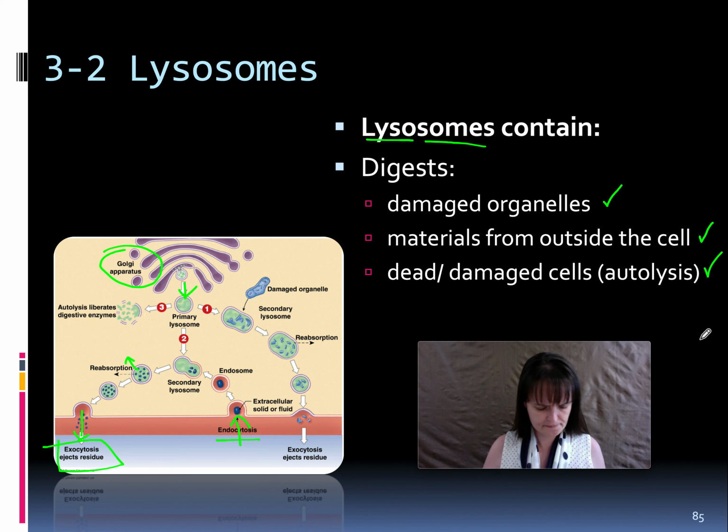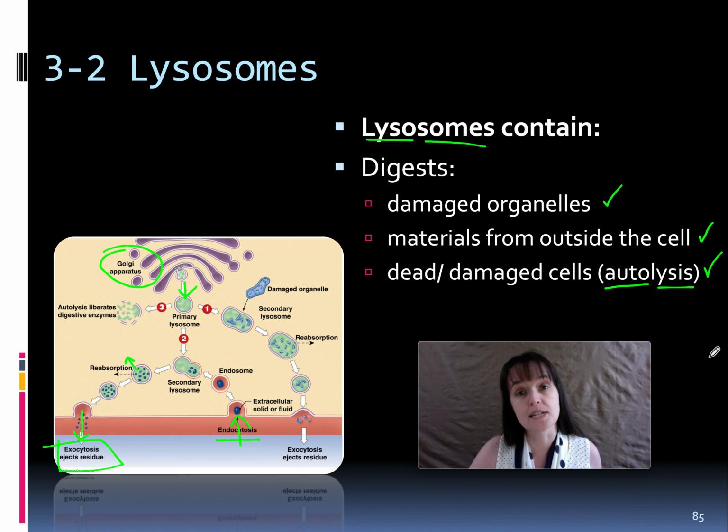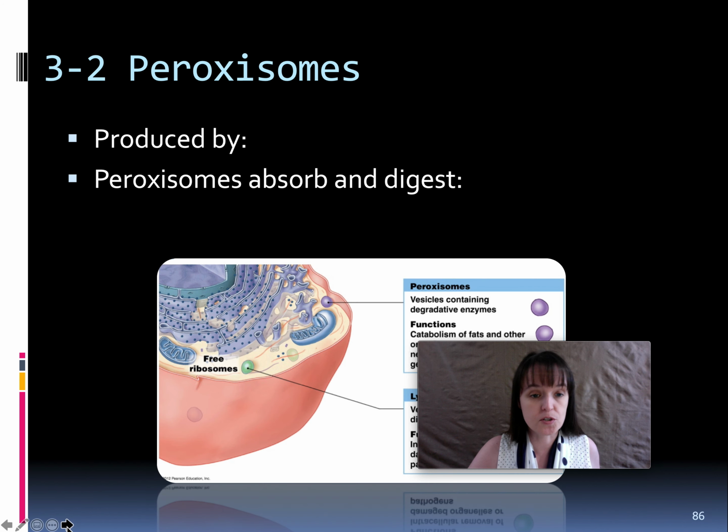So, science, ever moving on. Oh, so autolysis is self-digestion. Auto means self, and lysis, of course, is a loosening of. So auto means self, like an automobile moves itself. Automatic. Okay, next are peroxisomes.